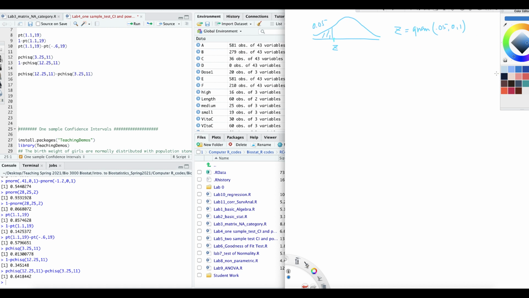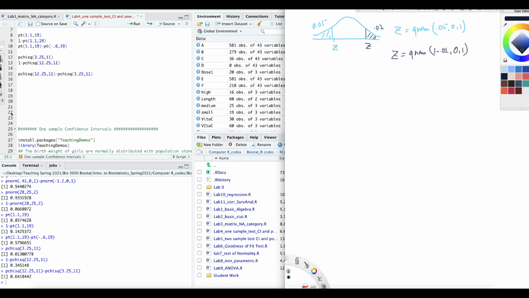So let's say you want to find the g value for the right area of 0.02. So the right area is 0.02, what will be this g value? For that g value, you will do q norm. See, p norm always calculates the left area. Q norm needs the left area to enter here. So if the right area is 0.02, what is the left area? 1 minus 0.02, right? And then 0, 1.